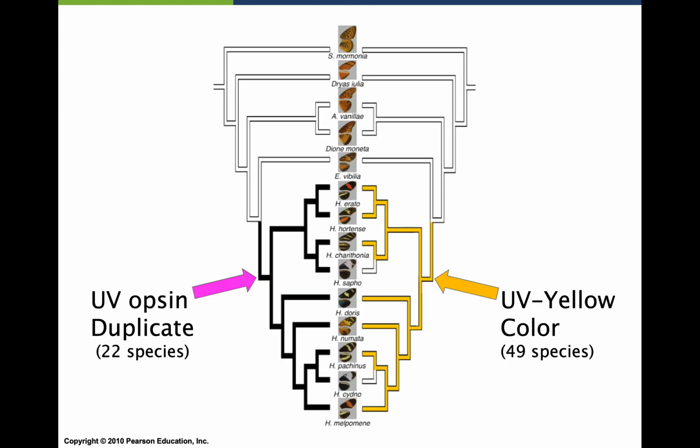Well, here's the take home. So if you look on a phylogeny, this UV opsin duplicate arose right here at this part, which is all of the Heliconius. And if you look at that yellow color in the wing, which happens to be highly UV reflective, all of these individuals except two have that yellow coloration in the wing.